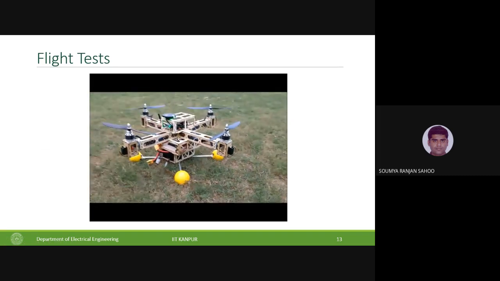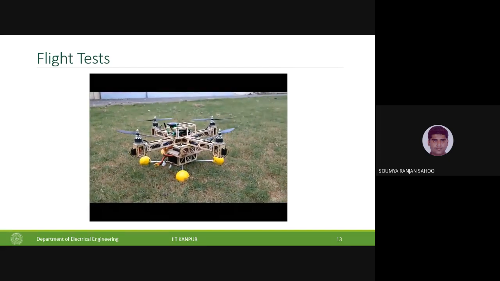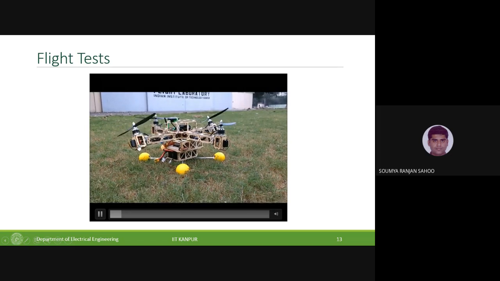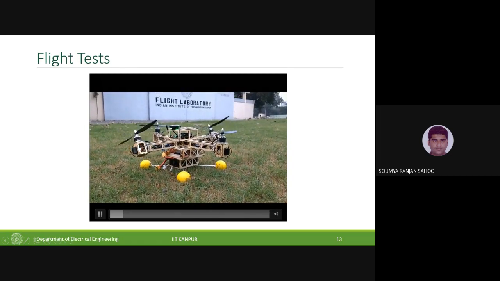So I hope this video is visible. This is the initial quad that we had. Here the rotors are actually coupled. The diagonal rotors are coupled, you can see, as the tilt commands are being given.